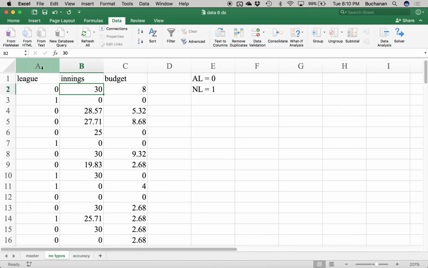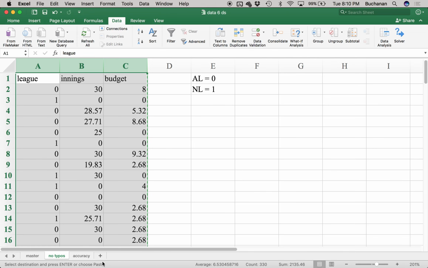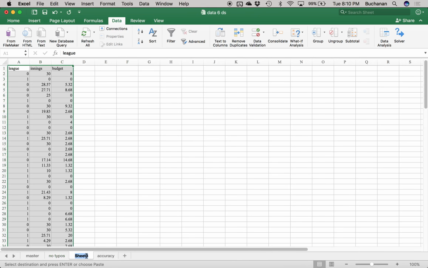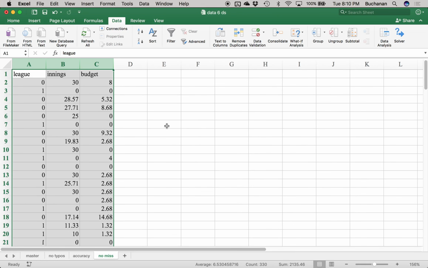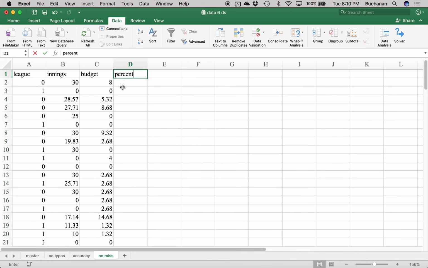So we're going to take our no typos data, pretending that it's accurate, and look at missing data. No miss here. Be consistent. And it was pretty clear. I can just kind of scroll through it and see I don't have any missing data, but remember that you can do that %complete function.